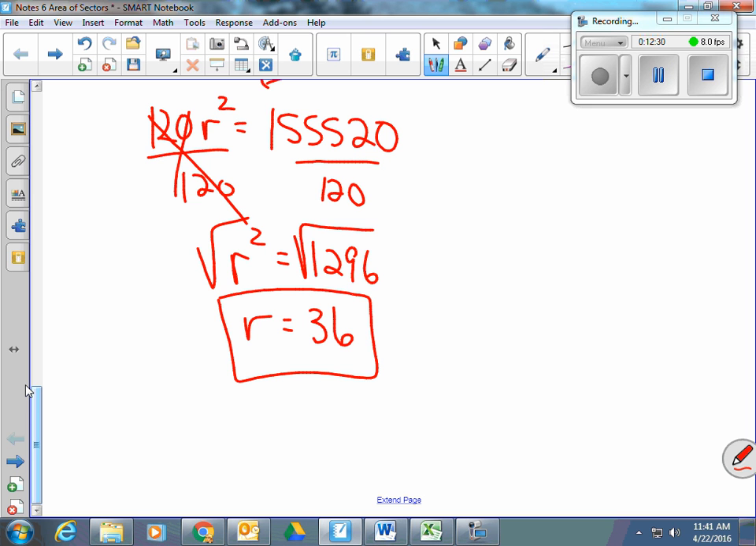So you see how we took that keyword and we figured out, oh, there's a formula for that. Then we went and plugged in all of our pieces, right? And then we just solved it, just using our algebra skills to work backwards. Any questions?